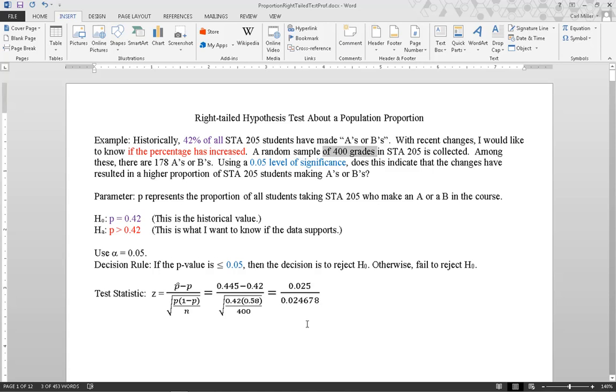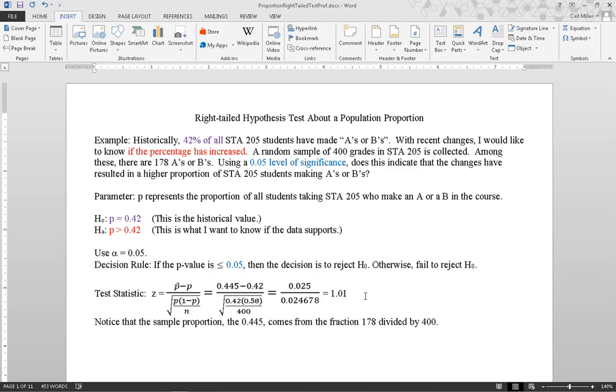Calculating those out, in the numerator we get 0.025, in the denominator we get 0.024678. When you calculate that, you see that the z-score, rounded off to 2 digits after the decimal point, will be 1.01. Notice the sample proportion, the first number in the numerator, 0.445, comes from the fraction 178 divided by 400.